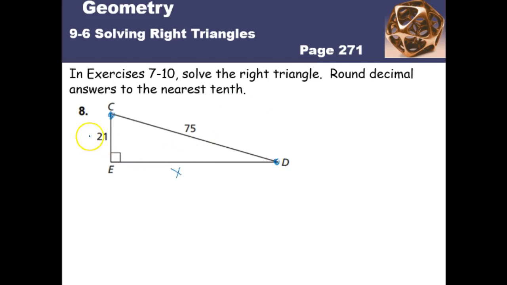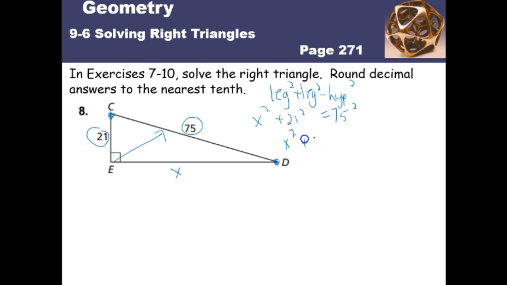So once again, we have two sides of the triangle given. So we can use the Pythagorean theorem to find the missing side. So remember, that's leg squared plus leg squared equals the hypotenuse squared. In this case, the hypotenuse is across from the right angle, and that's 75. And then my two legs are x and 21.